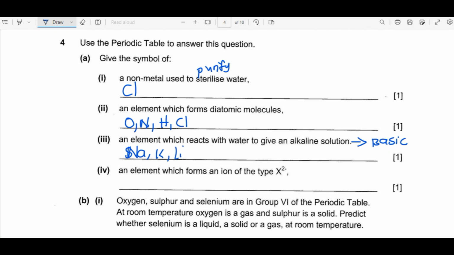Then Roman number 4, an element which forms an ion of type negative 2. Whenever you see a negative, it means that element will gain electrons to become stable. So we are looking at a non-metal, and since it is negative 2, these are group 6 elements such as oxygen, sulfur, selenium, all these are examples.